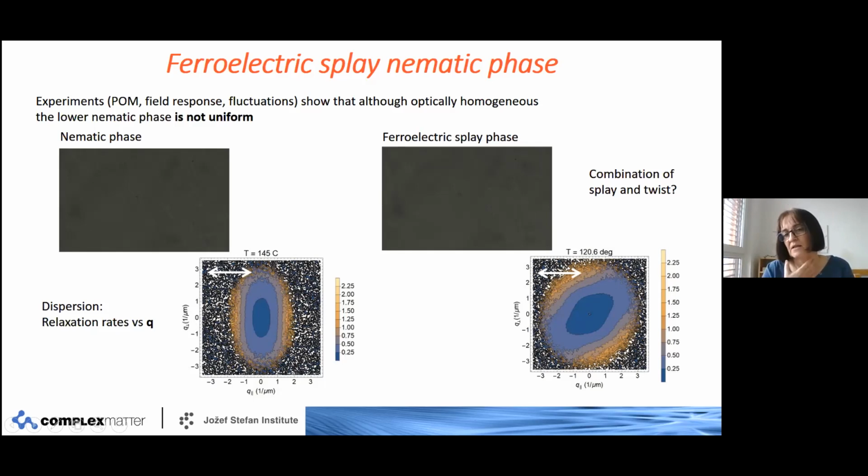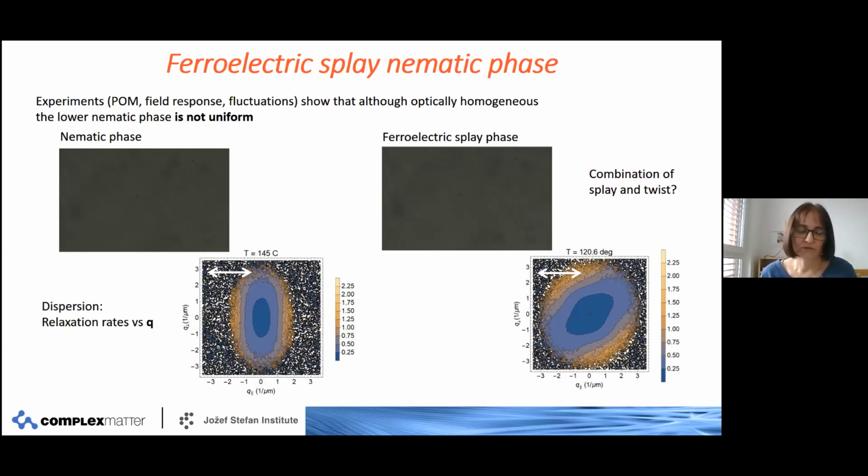And then the question is what this structure is. So there is obviously a twist. Is this structure a combination of splay and twist? And then there is a question whether the twist is a consequence of the structure being confined and so frustrated, and then it just escaped in a twist deformation, or whether the twist is an intrinsic property of this phase.